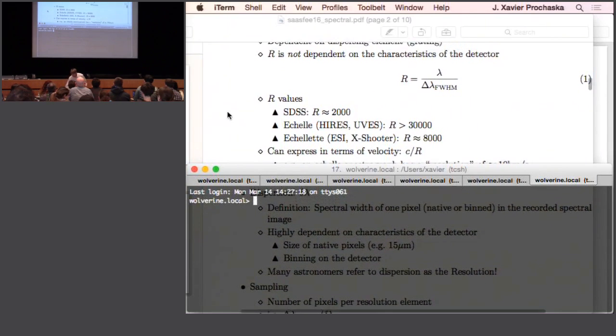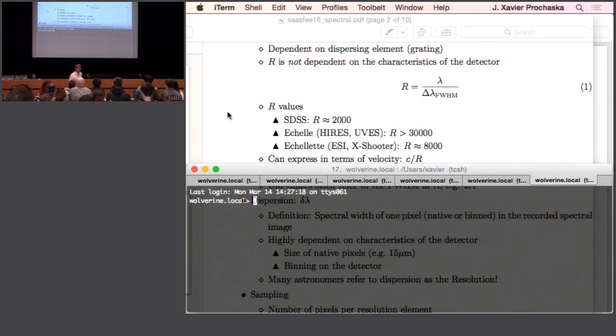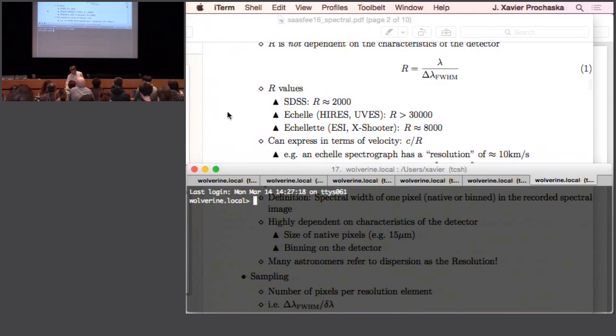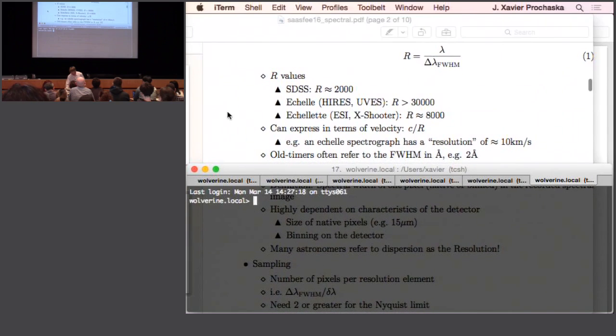We can express this, maybe for convenience, but also for astrophysical intuition, as c over R. It's to divide the speed of light by this R value. And I often refer to my spectrometers in terms of the spectral resolution of that quantity, c over R. For example, an echelle spectrometer has a resolution of order 10 kilometers per second in that notation. The old timers in the crowd may still use angstroms. That always makes my head spin, but you also hear resolution in terms of the full width at half max in angstroms.